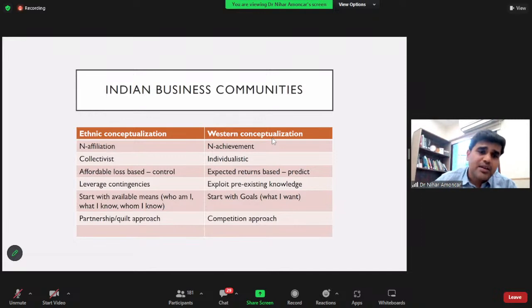And the other thing that I would like to really talk about is available means versus goals. So if I have to predict something, a lot of the Western concept or philosophy of business starts with goals about what I want to achieve.